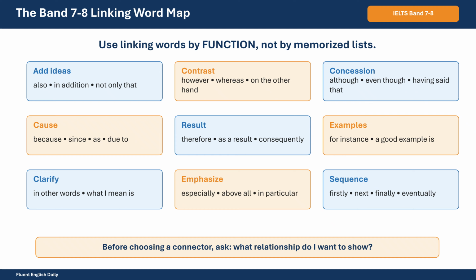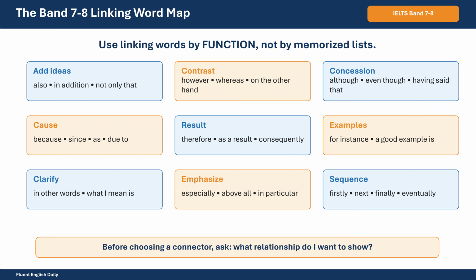A useful way to learn linking words is to organize them by function. Do not simply memorize one long list. Instead, think about the relationship you want to express. To add another idea, you can use also, in addition, or not only that. To show contrast, use however, whereas, or on the other hand. To acknowledge one point before presenting another, use concession phrases such as although, even though, or having said that.